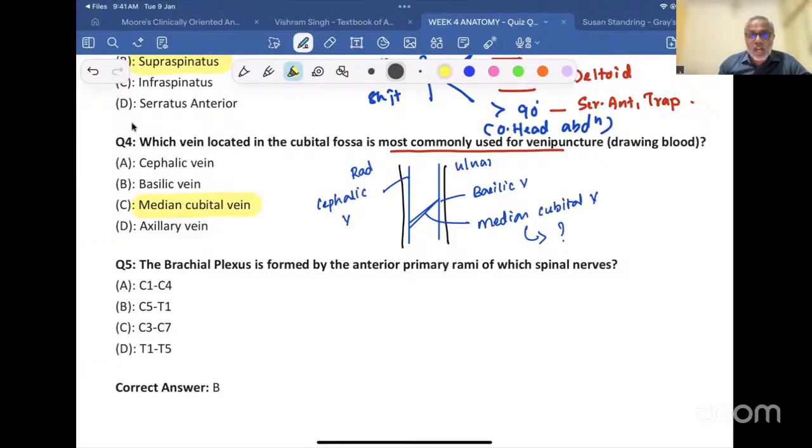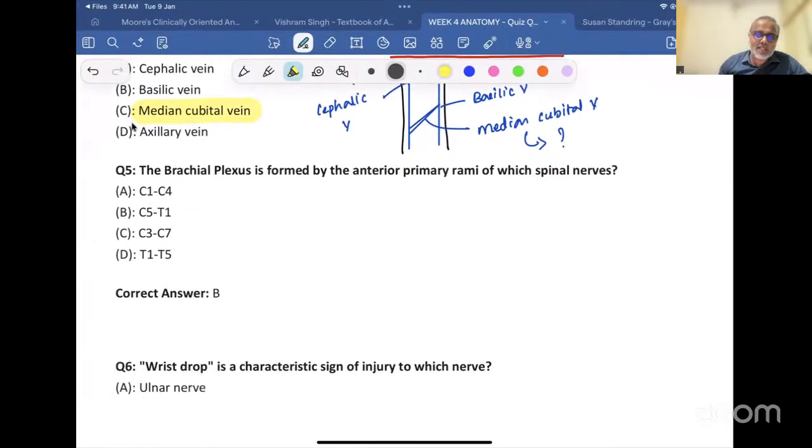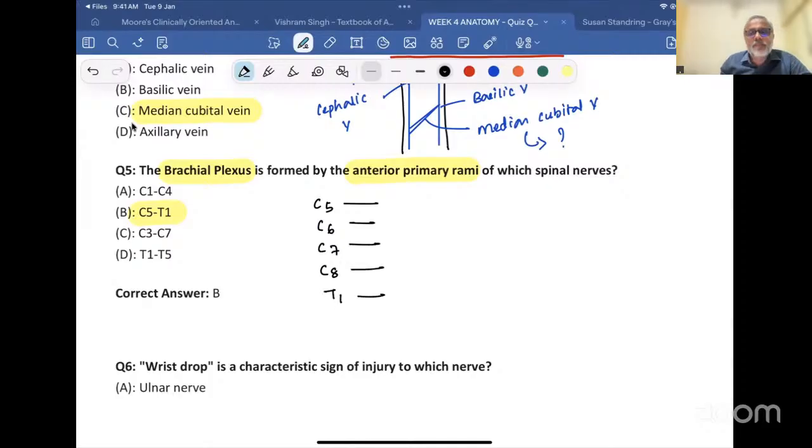Done? Now, the next thing is with respect to brachial plexus. The question is straightforward. Brachial plexus is formed by which anterior primary rami? And it is pretty simple, C5 to T1. If we draw the outline of brachial plexus, we have C5, C6, C7, C8, and T1. The C5 and C6 roots will unite to form the upper trunk. The C7 root will continue as the middle trunk. The C8 and T1 roots will unite to form the lower trunk.